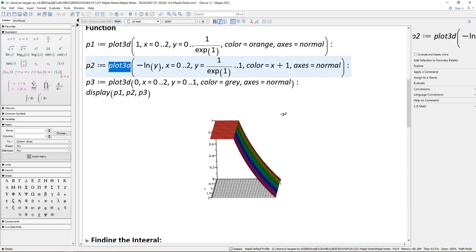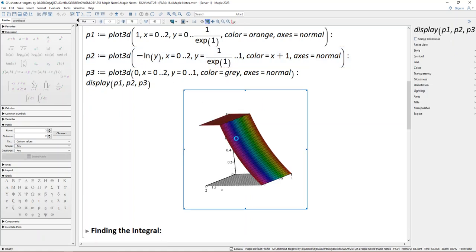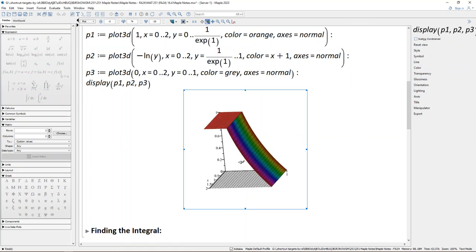I took the log of both sides, and that got me the negative natural log of y. So z equals the negative natural log of y, which is that rainbow surface right there. So there we have it. So we're graphing this piece and we're trying to find the volume, or excuse me, the mass of it.